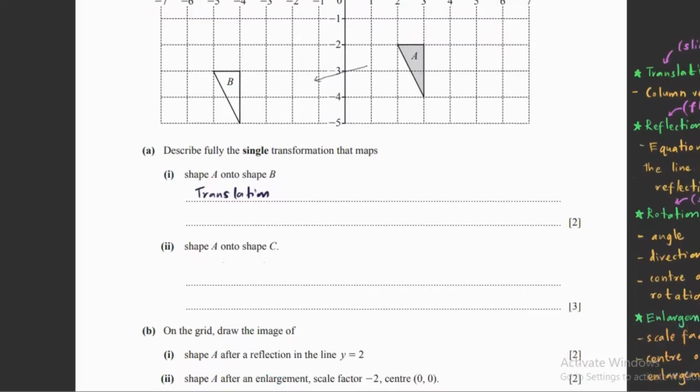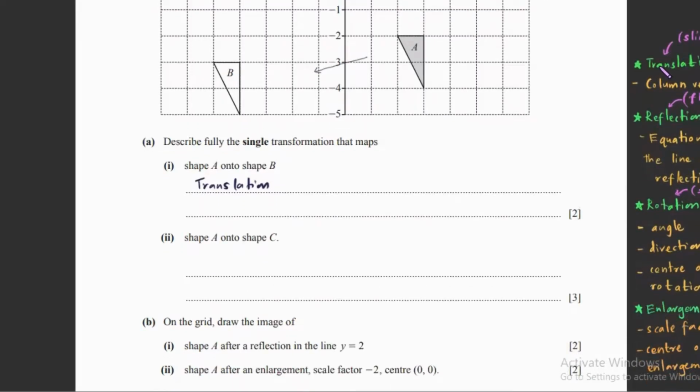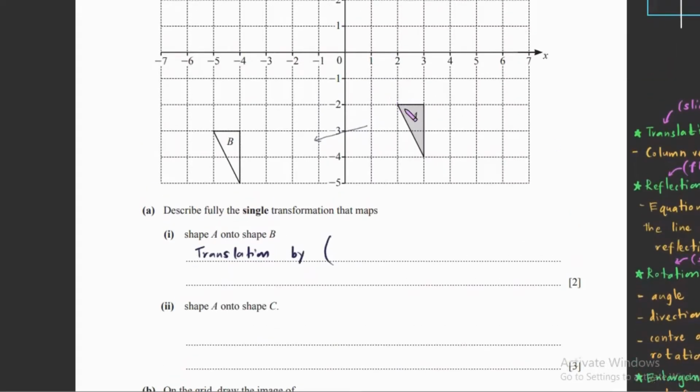On the right side of the screen, I have mentioned the types of transformations that we have. There are 4 types. And in yellow, I have written what to mention when you describe it. When it comes to translation, it's very important that you mention the column vector. So we can write it as translation by a column vector. You're going to identify the column vector. The column vector will explain how many units you're going to move up or down, or to the right or left. The movement across is mentioned at the top.